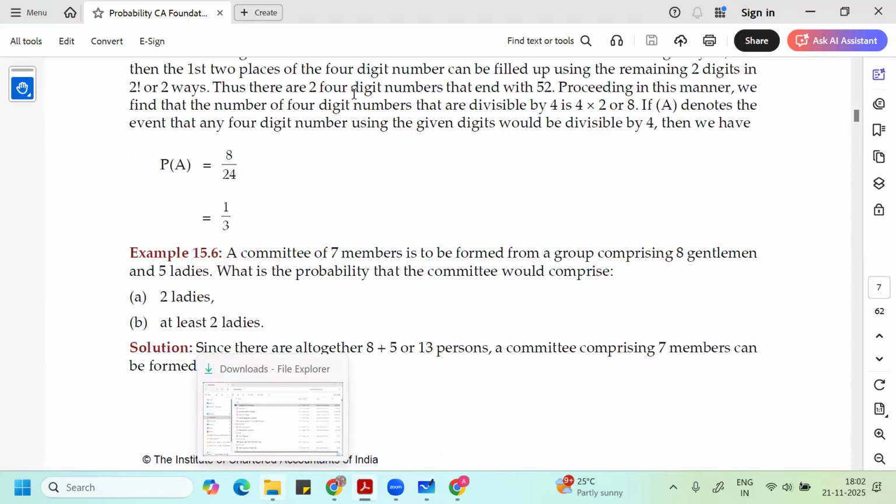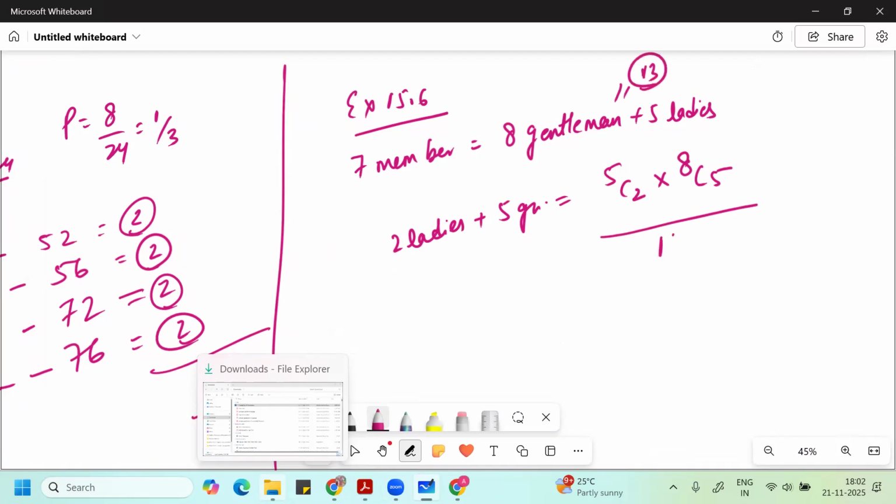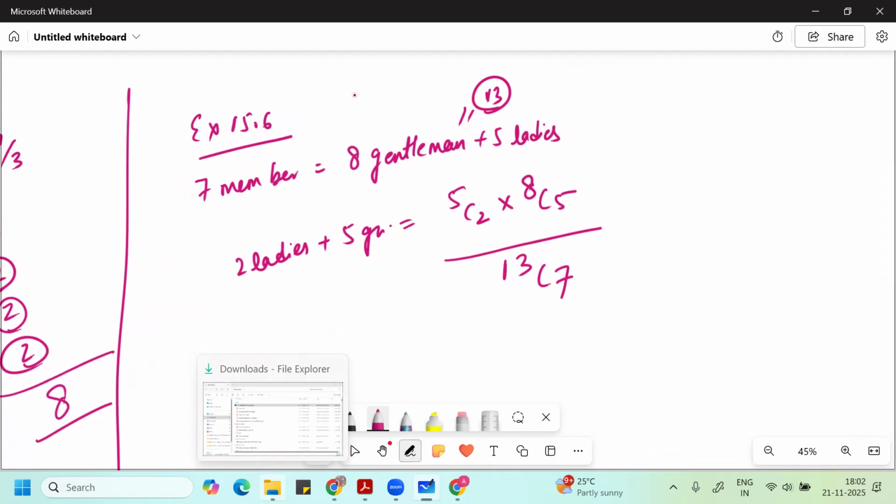What is the probability that the committee would comprise 2 ladies? So if you want two ladies, then it would be 5 gentlemen. From 5 ladies, you can select 2 ladies in 5C2 ways, and from 8 gentlemen, you can choose 5 gentlemen in 8C5 ways. And for the total, 8 plus 5 is 13. From 13 people, you can create 7 people in 13C7 ways.